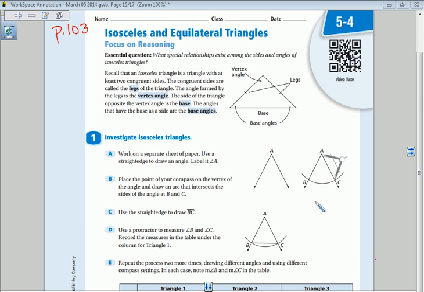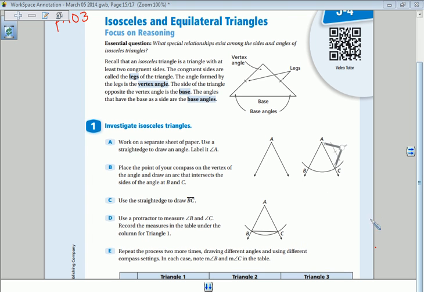And I would like you, in your same groups, to quickly do this. It says work on a separate sheet of paper, use a straight edge to draw an angle, any angle. Place the point of your compass on the vertex, then draw an arc. Use a straight edge to draw in BC. And then use the protractor, which I hope all of you picked up, to measure.